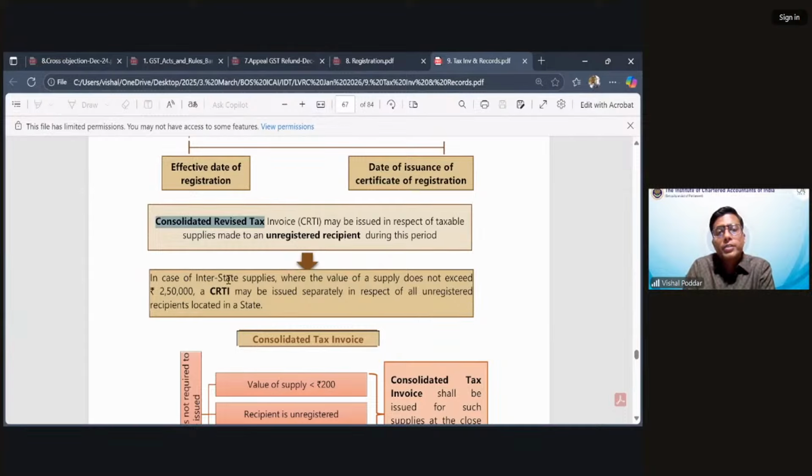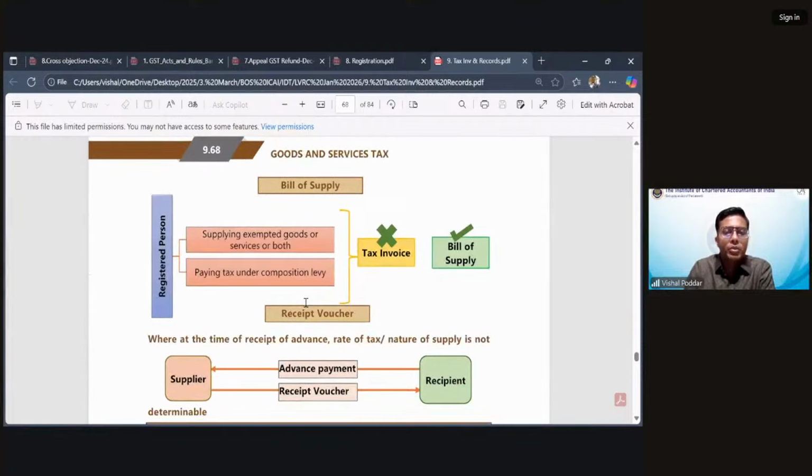Further, in case of interstate supplies where the value of supply does not exceed 2.5 lakhs, a consolidated revised tax invoice may be issued separately in respect of all registered recipients located in a state. Fine, so that is one exception to that.